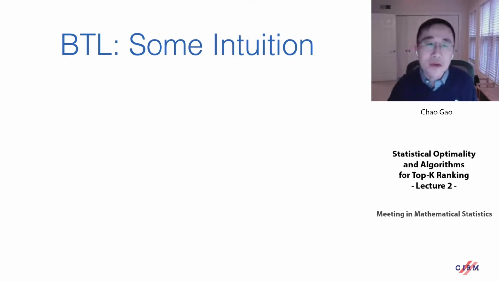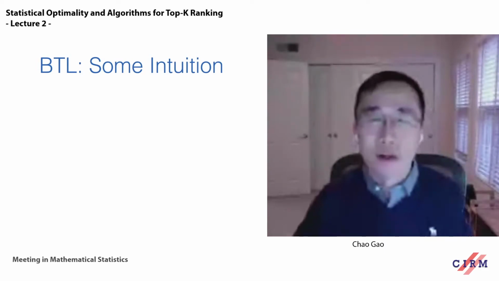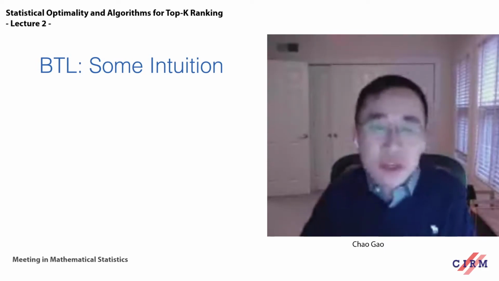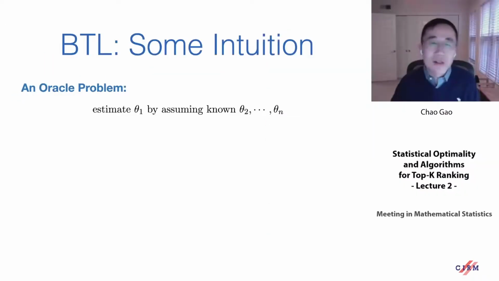So now I think we are ready to talk about ranking under the BTL model, and I will especially highlight the difference between Bernoulli observation and Gaussian observation. First of all, let's try to build some intuition for the problem. So let's consider a very simple toy example of this model. Let's try to study the following oracle problem. We are trying to estimate the first entry of the rank vector theta, and we are going to assume all the remaining entries of theta are known.